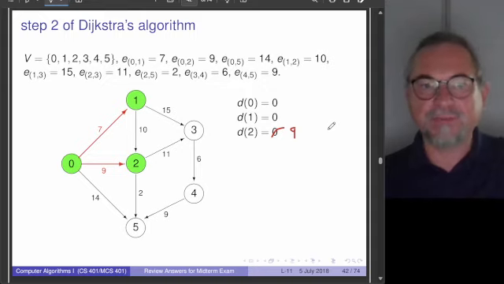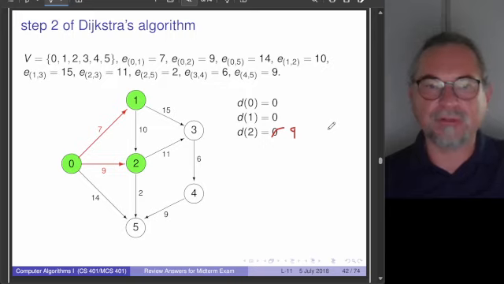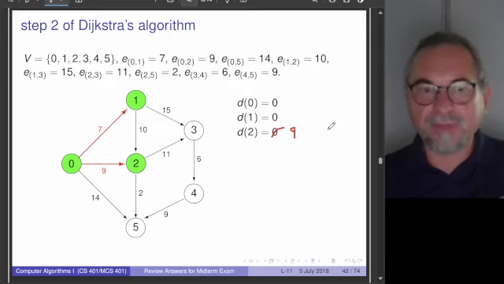So 3 could have been considered, but there is distance 15. And 15 is larger than 9, so 3 is not optimal. 4 is not at all connected to 0 and 1, so it is not considered. 5 could have been an alternative as well, but you see that 5 is at distance 14.